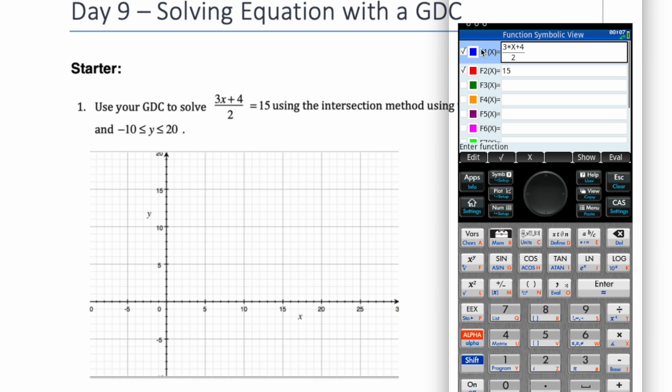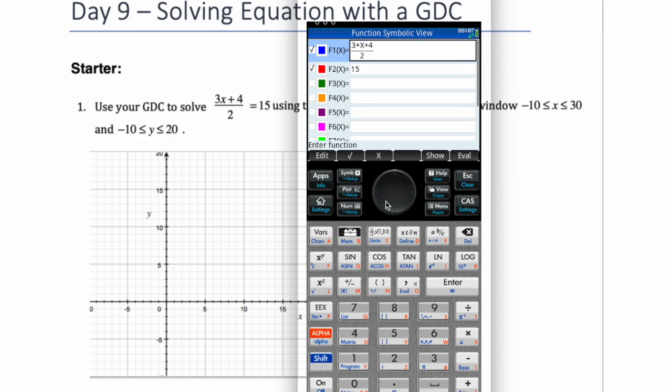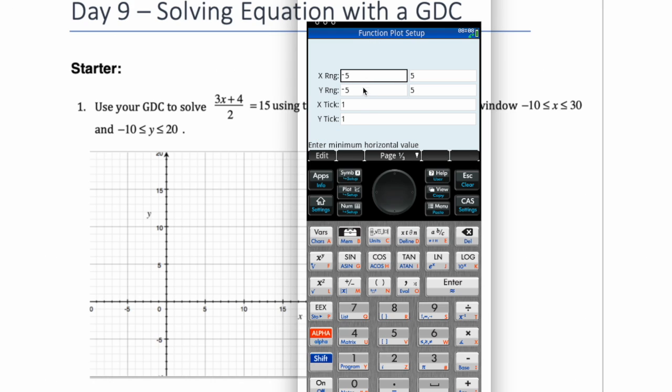So you go to apps, function, and you type in the left-hand side into F1 and the right-hand side into F2. To tell us what window to use, sometimes you have to figure that out yourself. But the y values from negative 10 to 20, and the x values from negative 10 to 30. To do that precisely, we can go to Shift and then Plot to set up our axes. For the x window, we can do negative 10 and 30. And y is also negative 10 and 20, and we'll get exactly the correct picture for this.